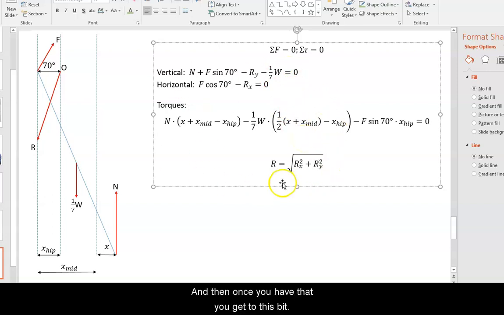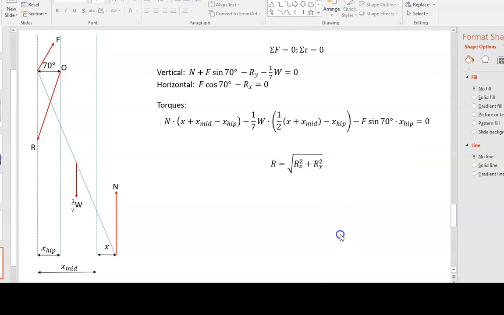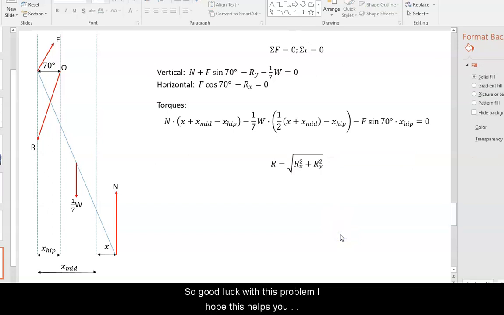And then once you have that, you get this bit. So good luck with this problem. I hope this helps you work your way through it.